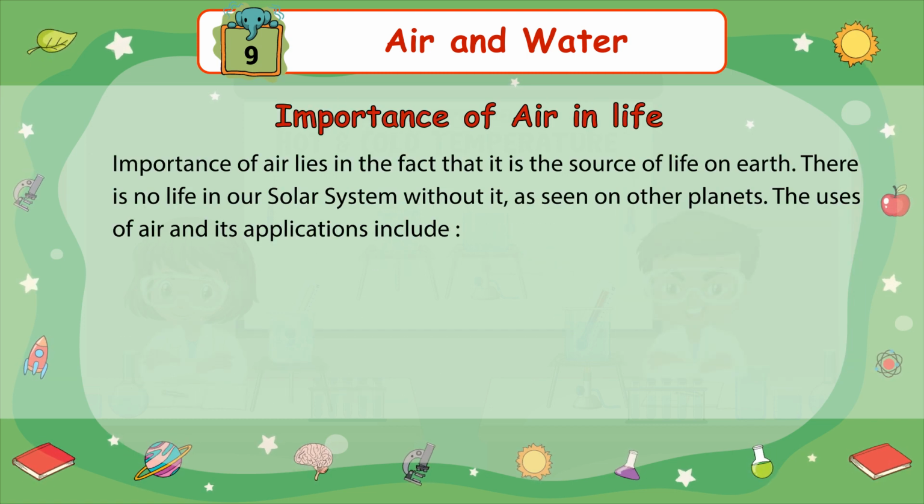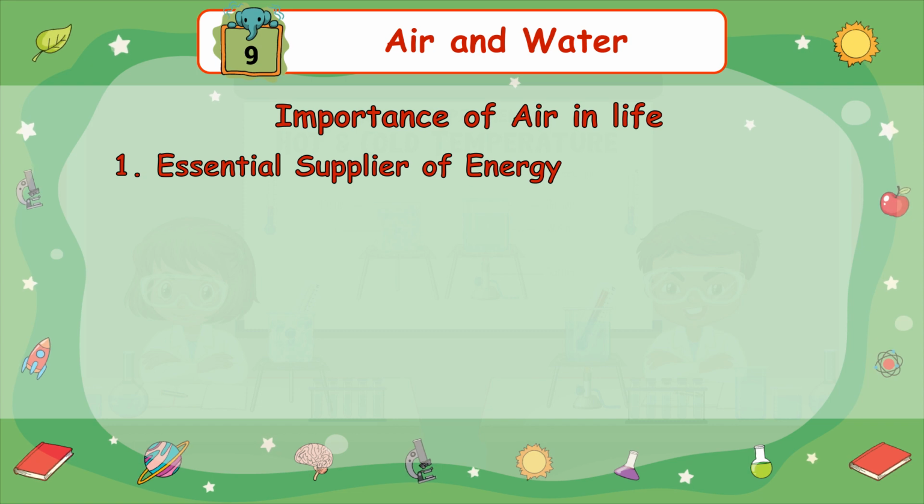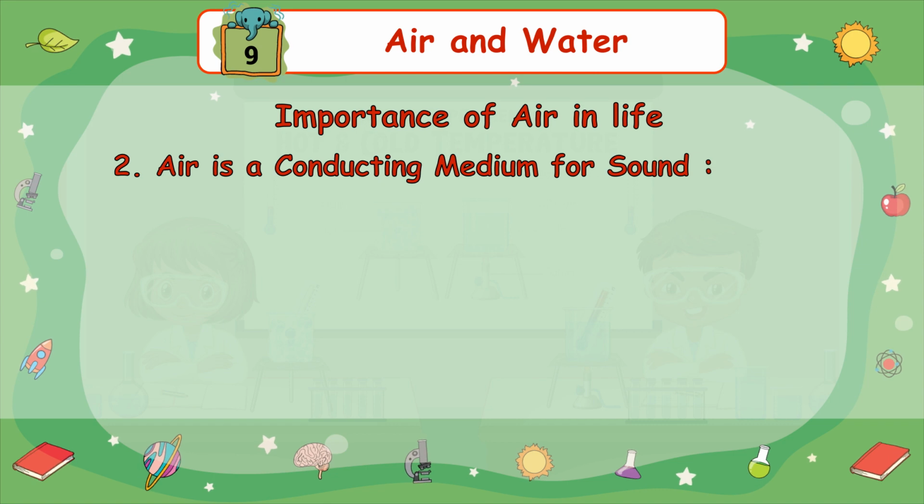Importance of air in life. The importance of air lies in the fact that it is the source of life on Earth. There is no life in our solar system without it, as seen on other planets. The uses of air and its applications include: Number 1. Essential supplier of energy. All living beings, including plants and animals, are dependent on air for generation of valuable life energy. Number 2. Air is a conducting medium for sound.